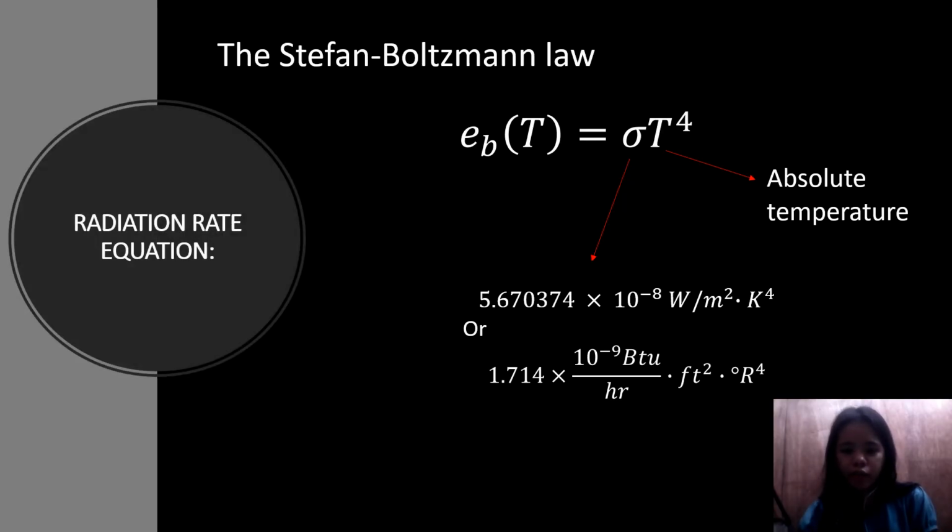So this is the Stefan-Boltzmann law. E_b(T) is equal to sigma T to the power of 4. T is the absolute temperature. Sigma is always 5.67037 times 10 to the power of negative 8 W per m squared K to the power of 4, or 1.714 times 10 to the power of negative 9 BTU per hr ft squared R to the 4th.